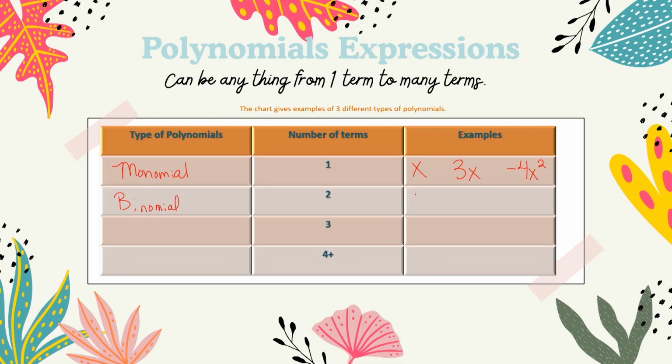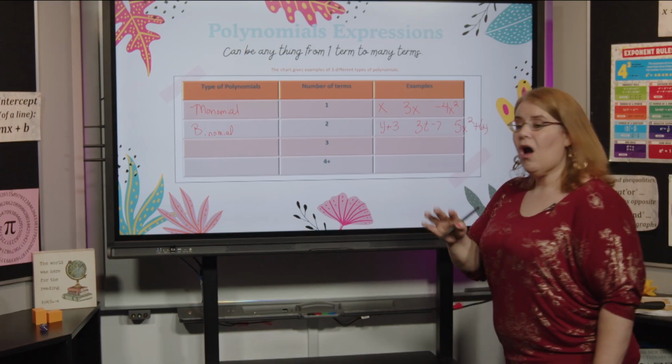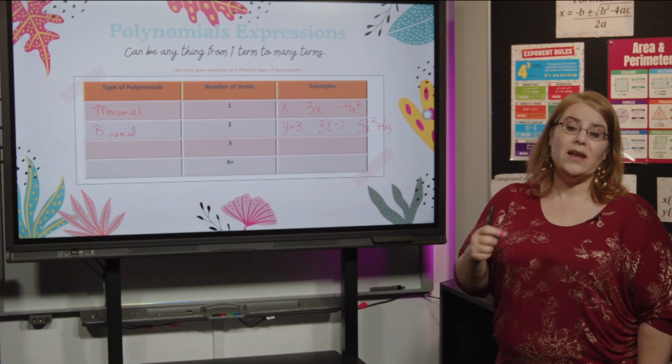And let me give you some examples of that binomial. It could look like y plus 3. It could be 3t minus 7, or it could be 5x squared plus 6y. All three of those are examples of binomials.